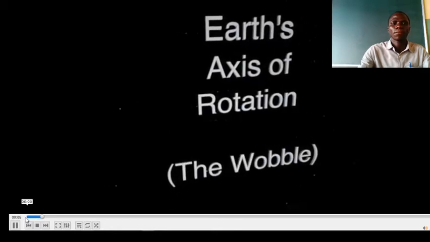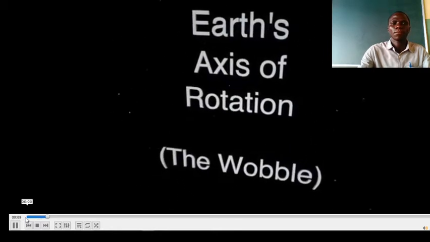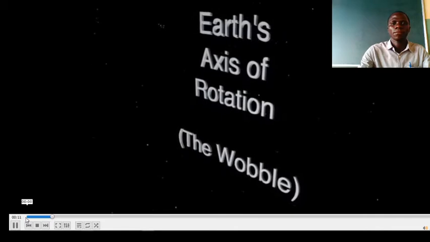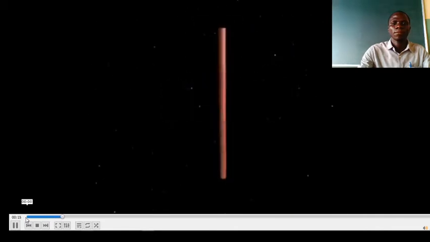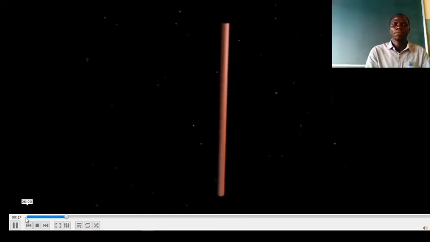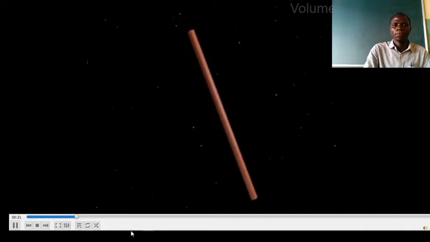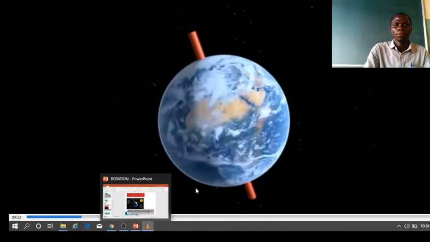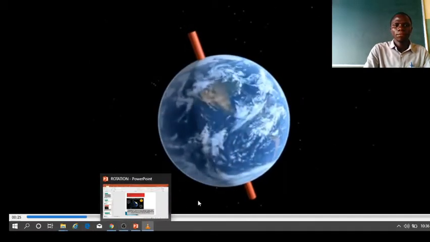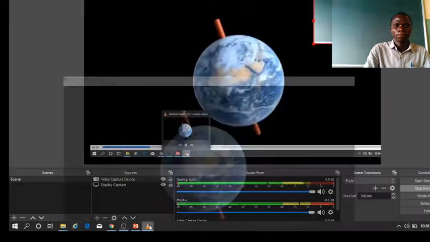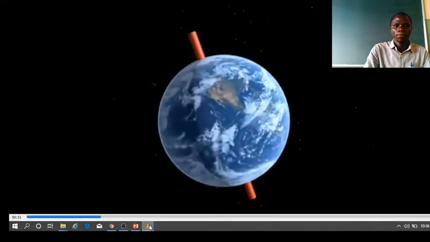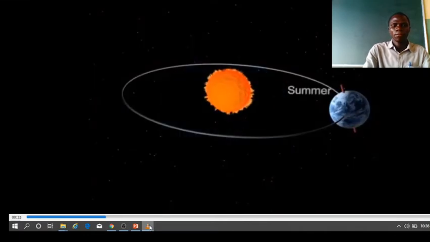The Earth's axis of rotation, or the wobble effect. Let's begin by talking about the Earth's axis. The Earth rotates on an axis. The axis is tilted at an angle of 23.5 degrees. The Earth rotates around its axis once a day. The tilt of the axis affects when seasons occur. When the axis tilts toward the sun, the northern hemisphere experiences summer.